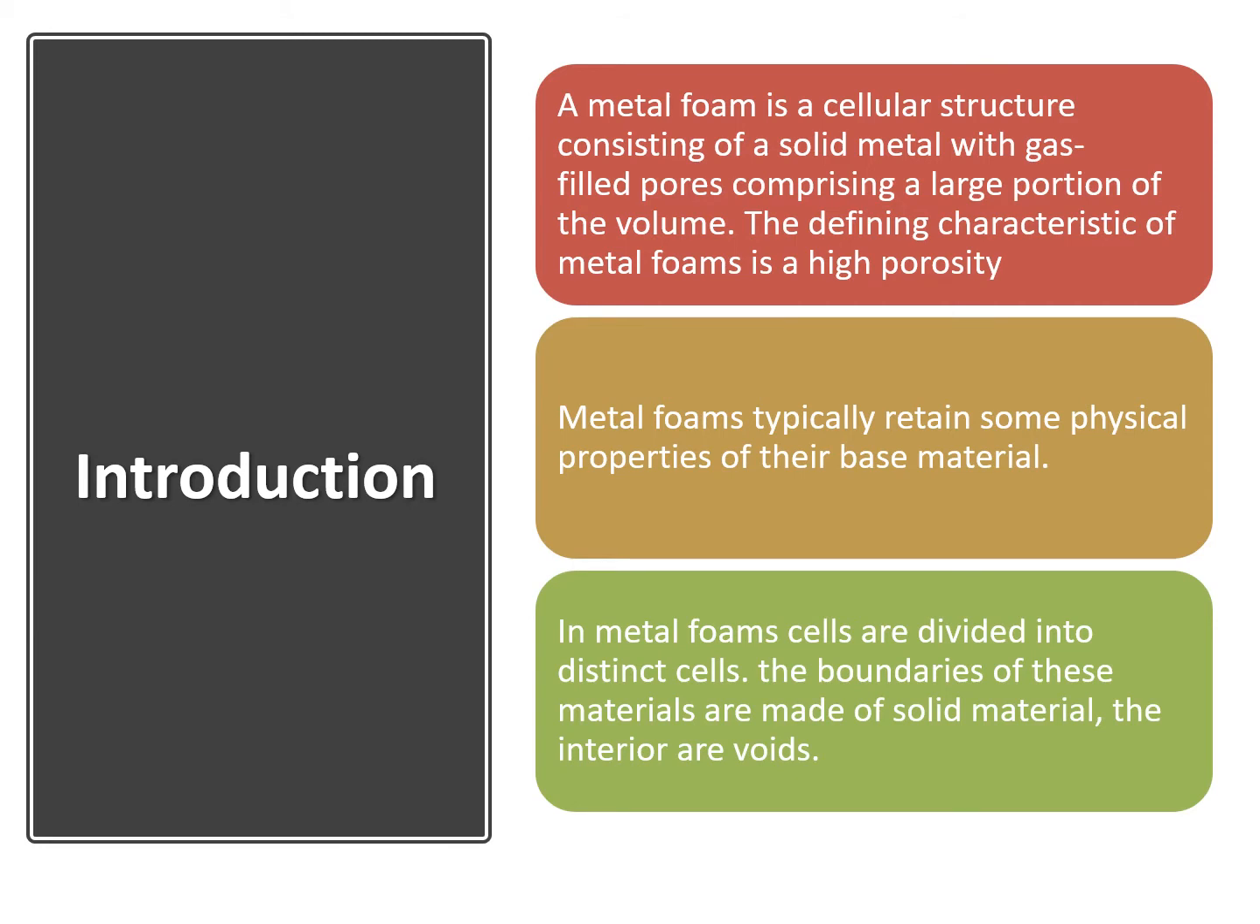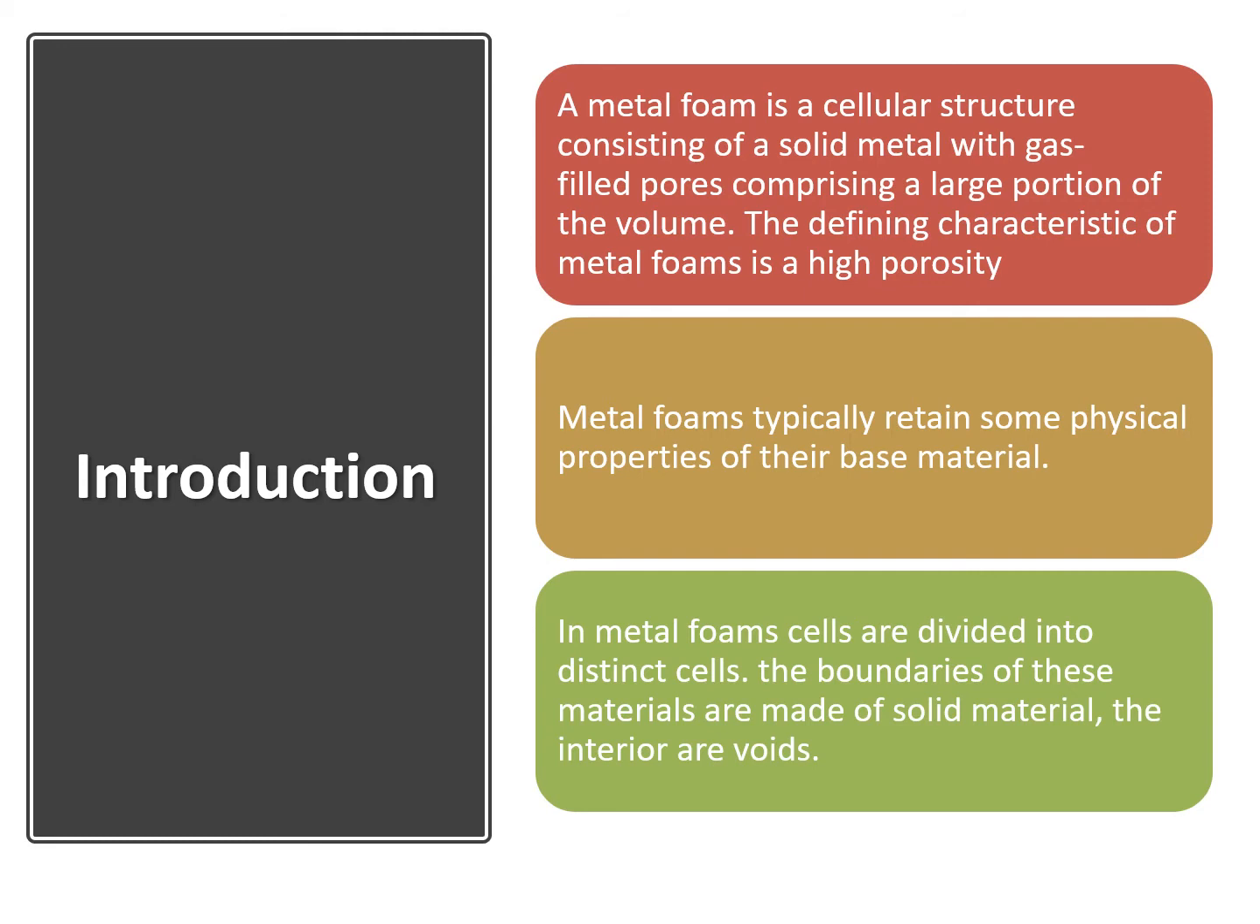Now, an introduction about metal foams. Metal foam is a cellular structure consisting of a solid metal with gas-filled pores comprising a large portion of the volume. The defining characteristic of metal foams is a high porosity. Metal foams typically retain some physical properties of their base material. Foam made from non-flammable metal remains non-flammable and can generally be recycled as the base material. Its coefficient of thermal expansion is similar while thermal conductivity is likely reduced.